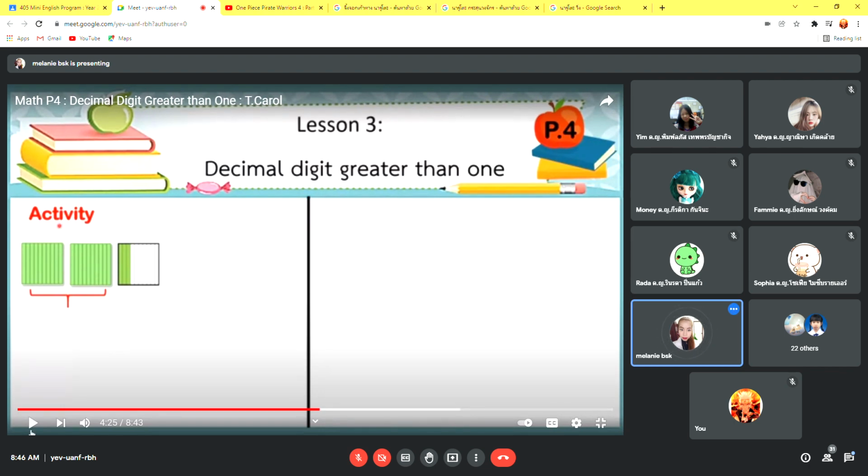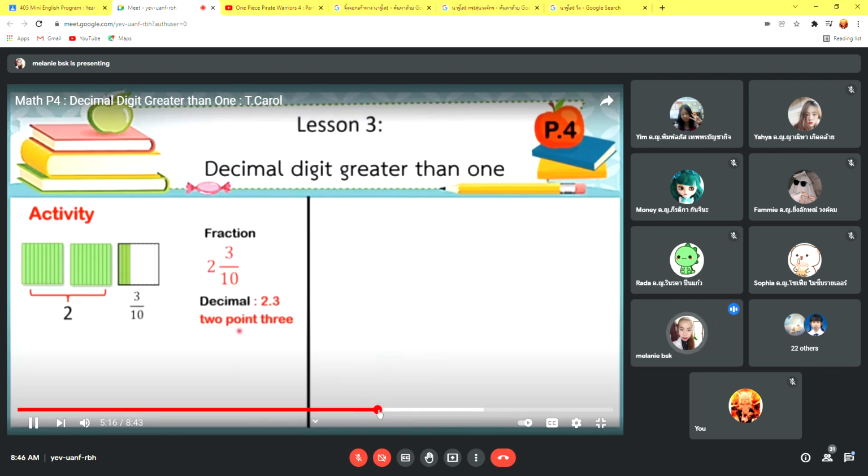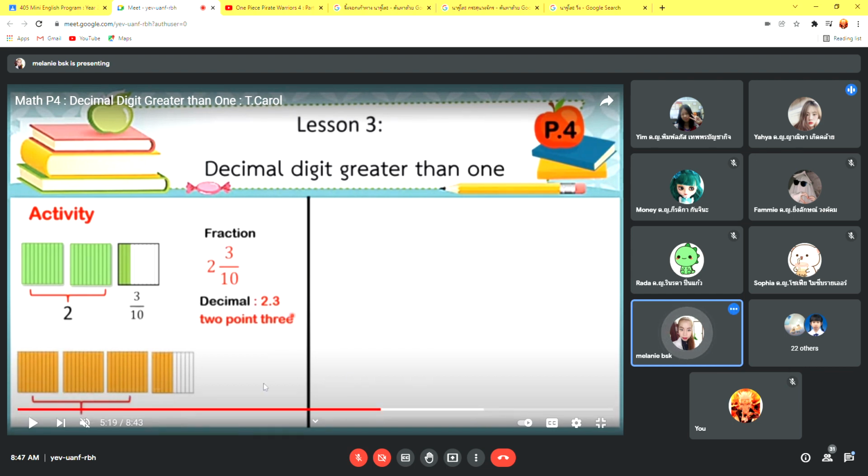Okay, next, we're going to move on, children. 3 squares, but they don't have the same equal parts and whole number, right? If you're going to write it in fraction, that would be 2 and 3 tenths. If you're going to write it in decimal, that would be 2.3. We're not going to use "point," we're going to use "and," so that would be 2 and 3 tenths.